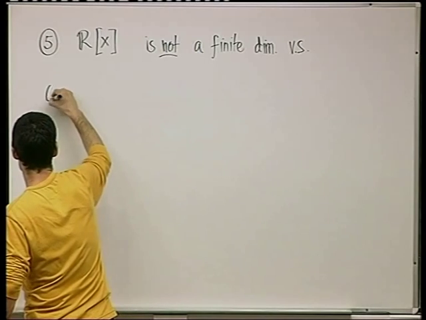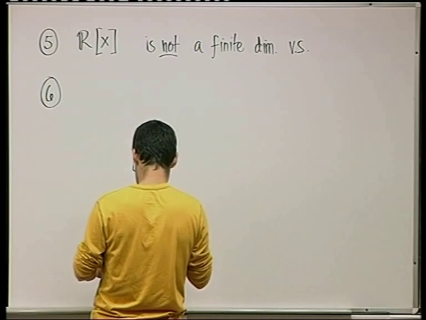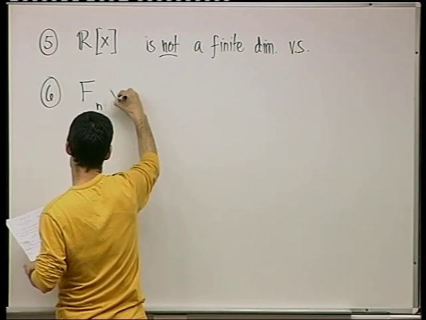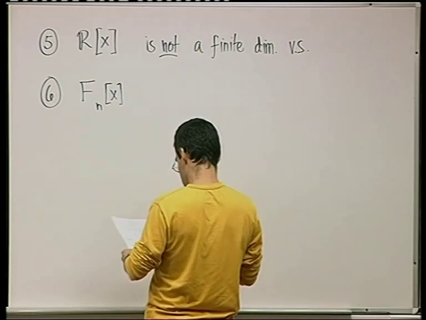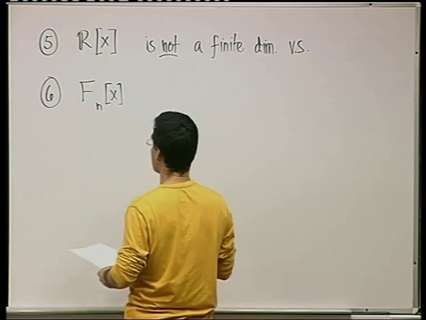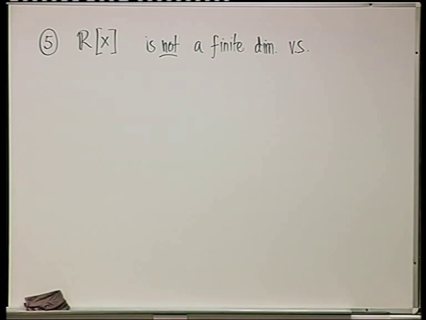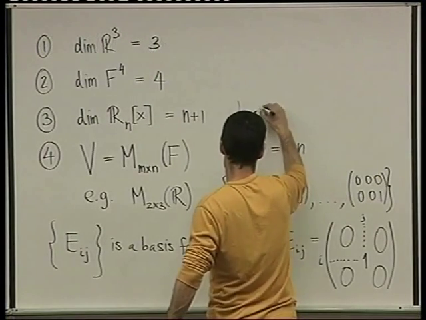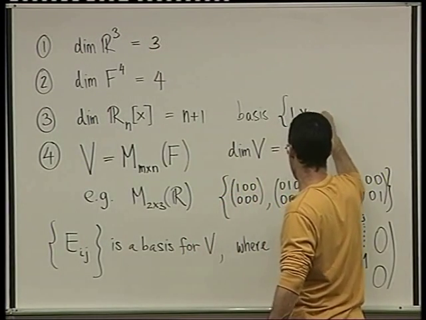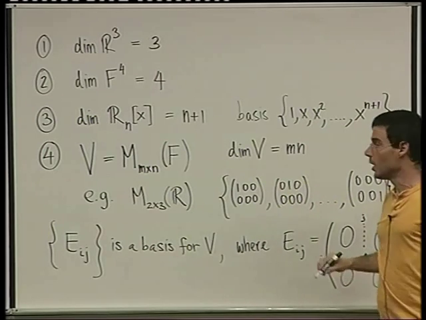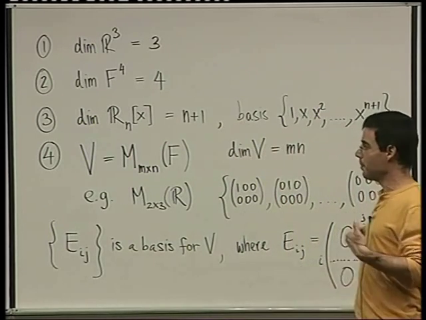Here's another example. So we had R_n[x]. I just want to add F_n[x]. In fact, we did this. Okay, let's not write it. I just wanted to maybe generalize. Look here at this example. So do you agree that if I replace R by F, it would be the same thing, where the basis is just the set 1, x, x squared, all the way to x^(n+1)? Good? Okay.